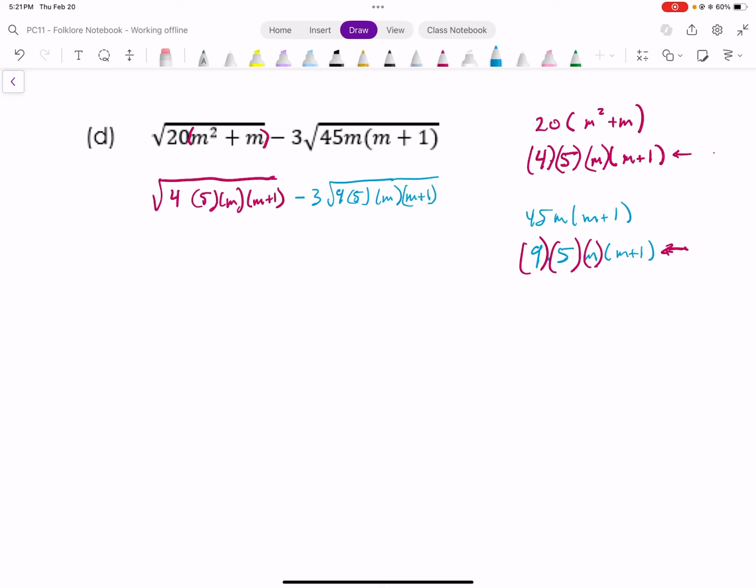Now I'm going to make sure that my radical goes all the way to the end of my expression, so that's good. So allow me to simplify the red expression. The red expression can be simplified as 2 root of 5 times m plus 1. The second expression is 3, and I'm going to take out this 9 as a factor, 3. I'm left with the root of 5, times m plus 1.